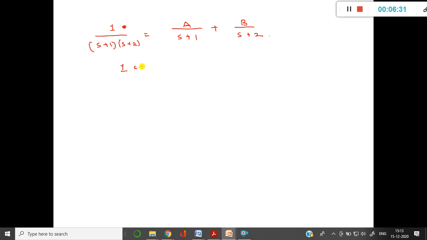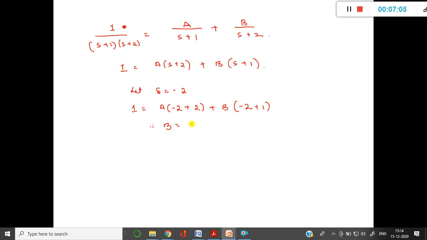Now, 1 is equal to A into (s + 2). I hope you remember the method of how to solve partial fractions here. So now let s equal to minus 2 so that A becomes 0, and I am going to get the value of B. So this is 1 equals B into (minus 2 plus 1), because I am trying to put s equal to minus 2 here.